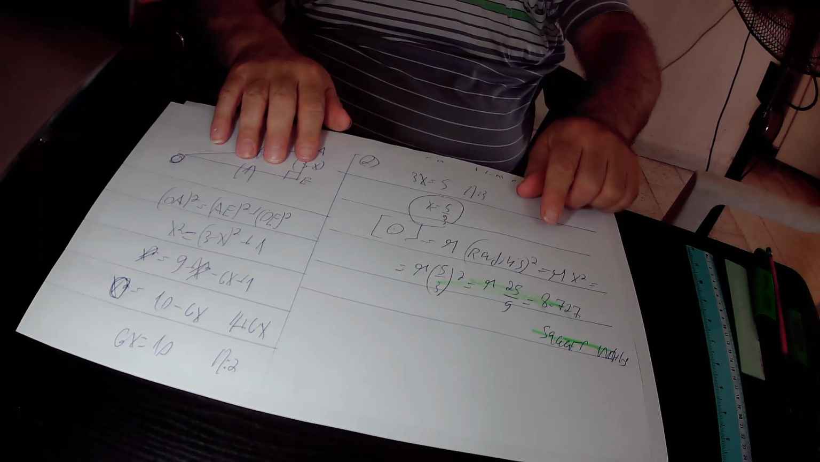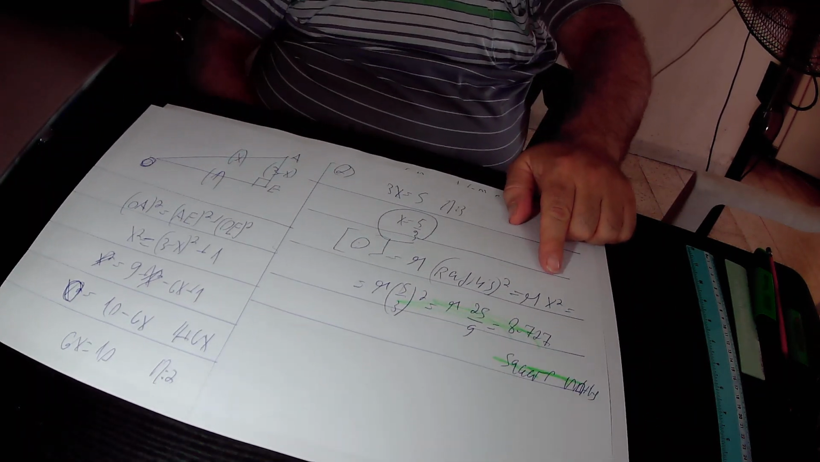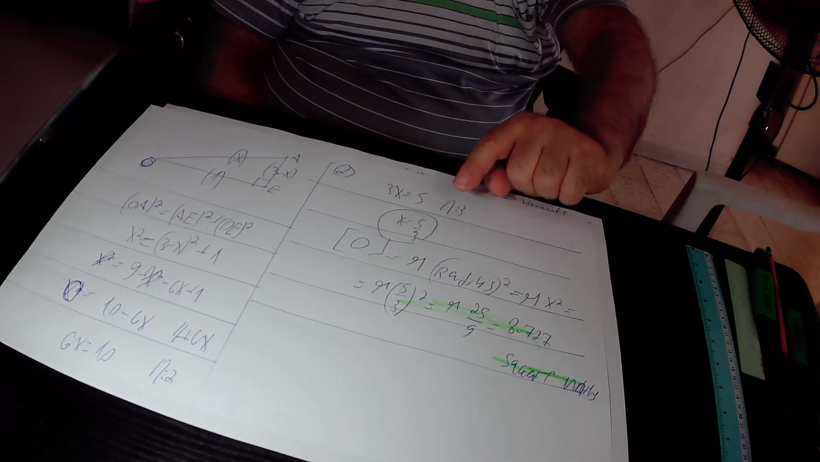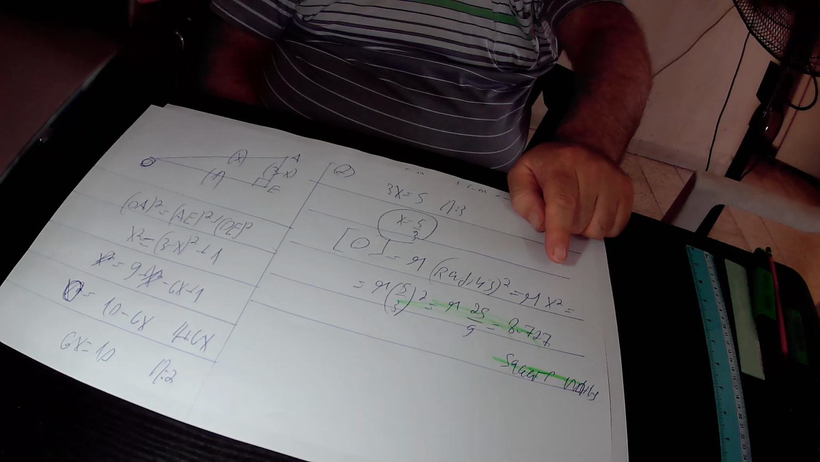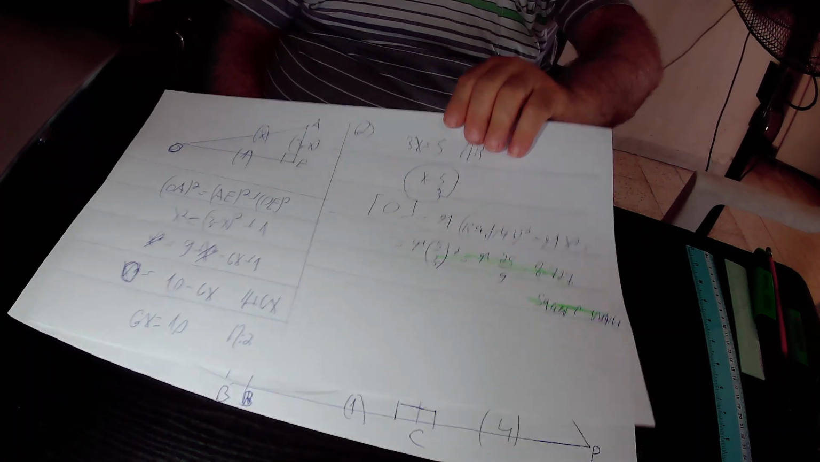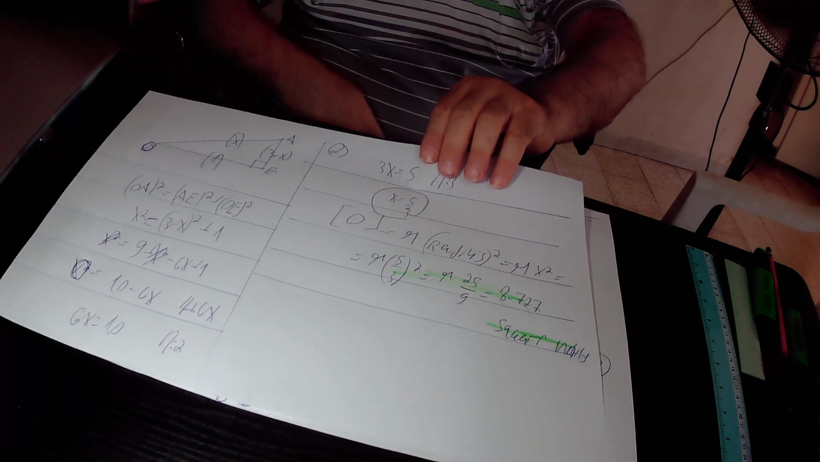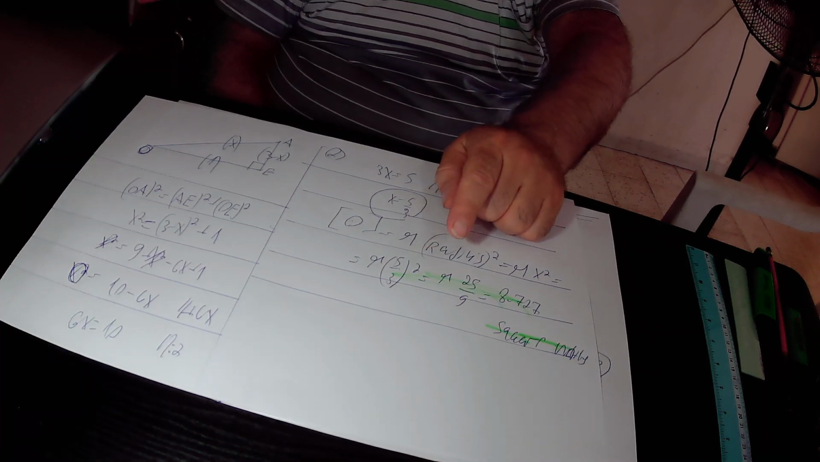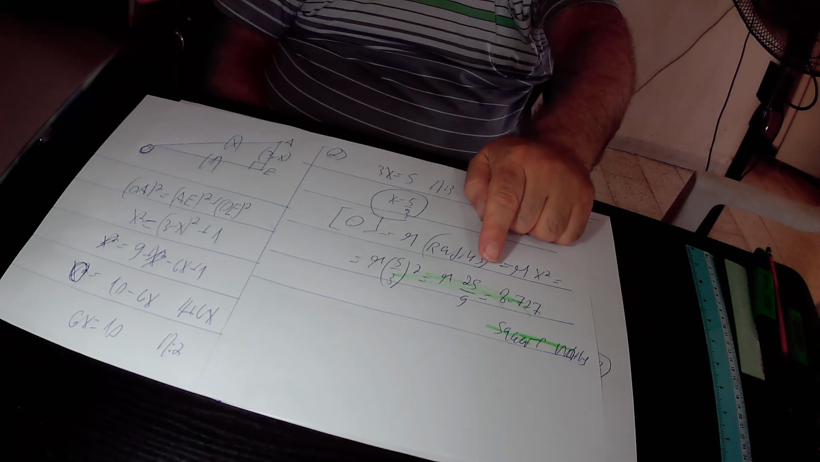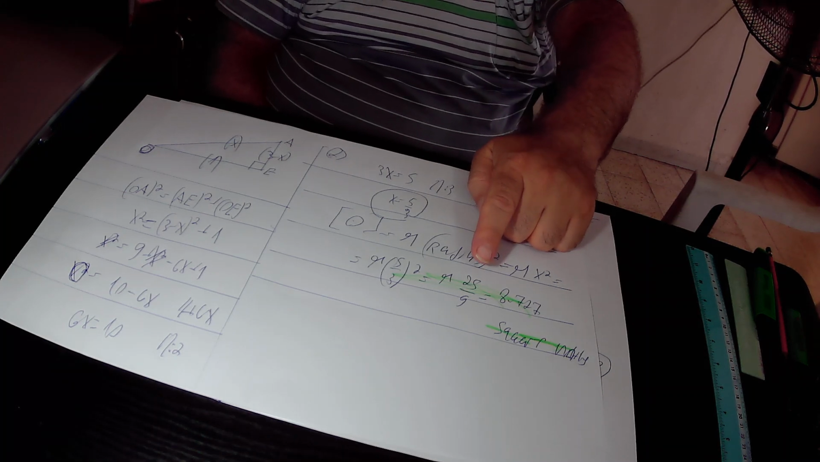The area of our circle is equal to pi X squared. X is 5 over 3, therefore X squared is (5 over 3) squared. So in total, the area of the circle is equal to pi times (5 over 3) squared. So it is pi, and (5 over 3) squared is 5 squared, that is 25, over 9.